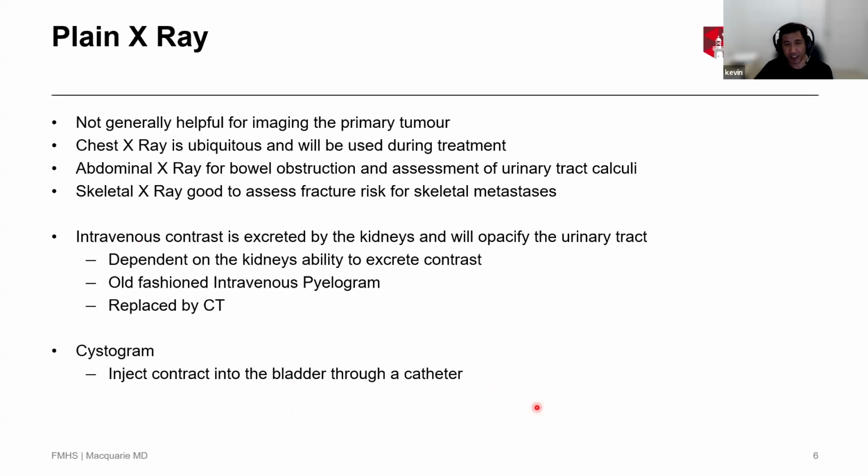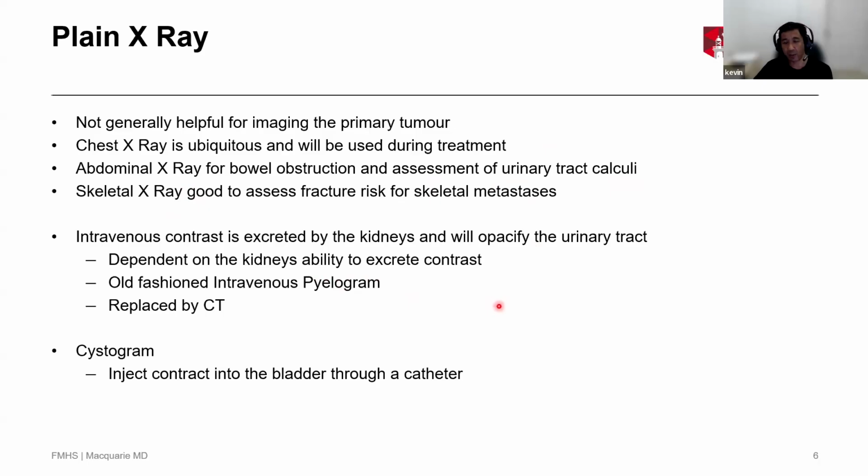Now, if we start off really simply, we talk about general X-ray, plain X-ray, where we create something like an abdominal X-ray or a chest X-ray. Chest X-rays are pretty ubiquitous and they're very good to use during treatment. So for instance, some treatments can cause problems with the lungs, and it's very useful as a screening tool. Abdominal X-rays can be good for bowel obstruction, looking for calculi, and skeletal X-rays are good to look for fracture risk. So all this will come up later. Now, we can't really see much else.